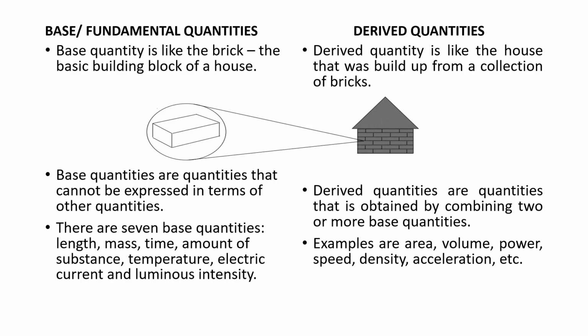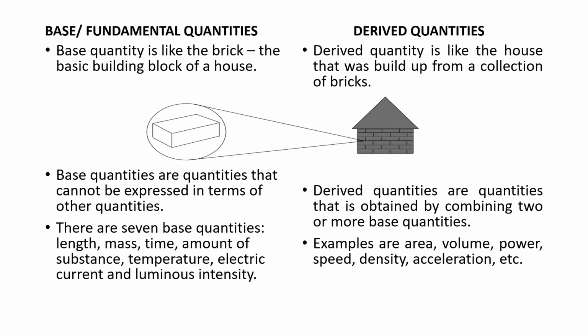What about speed? Speed is distance over time. Distance is length. The distance you covered is length; you can measure it in length. So distance here is length. And time is also a base quantity. So length being a base quantity, time being what? A base quantity. So 2 different base quantities will give you the derived quantity speed.